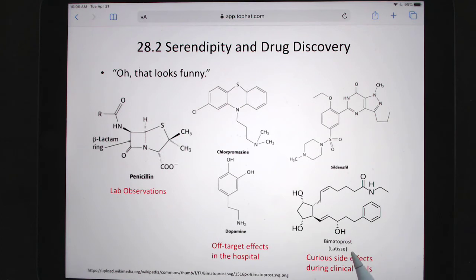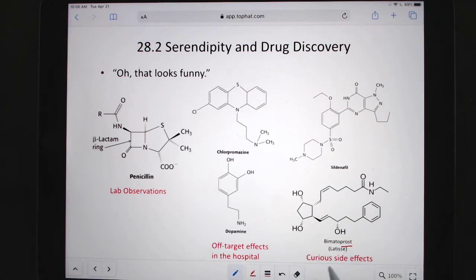Another one like that is Latisse. It's a prostaglandin. You can notice that because of the "prost" here. Also, it's one of the few times you see a pentene in molecules, a cyclopentene with these two long chains coming off of it. That's a classic prostaglandin. This was originally used for glaucoma, so you would give eye drops. When you give eye drops, you put it in there and it kind of splashes around, and a little bit's going to get on your eyelashes.